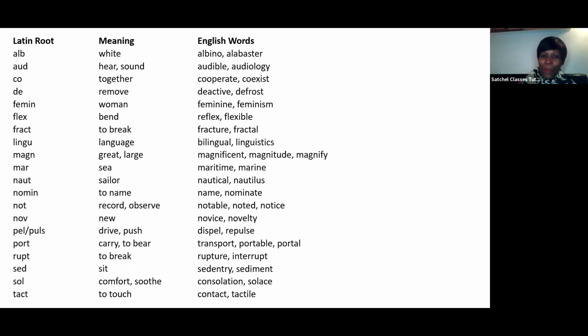dispel or repulse to push away or drive away, to transport or portable or a portal to bear or carry you from one place to another, rupture or interrupt, about breaking, sedentary or sediment when something sits, consolation or solace to give comfort, and contact and tactile. So you can see that using and understanding these Latin roots really helps you to unlock some of those words in our English language. Now let's have a quick recap.